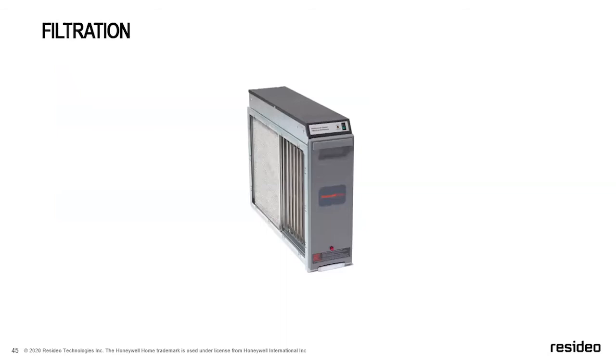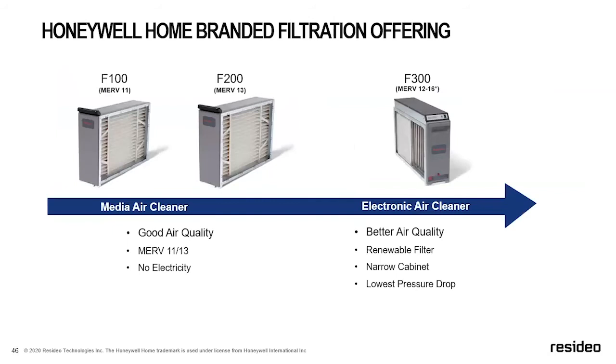Moving on to filtration, shown before you is our F300 electronic air cleaner. We have a number of options. Starting on the left, we have our media air cleaner, which is an F100, and that's rated at a MERV 11. MERV is your efficiency ratio, so the minimum efficiency ratio. F100 being MERV 11, F200 is MERV 13.